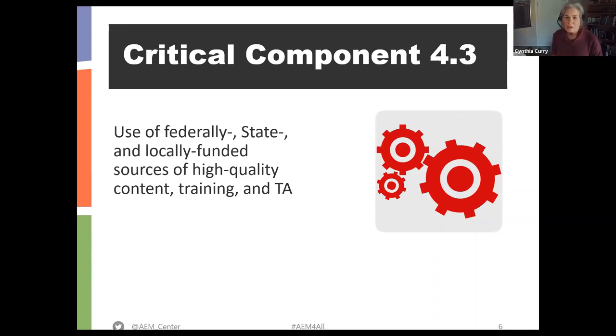4.3 is about those sources. If you are at a state or a district and you're not sure what are the resources available to use to deliver professional learning and training and technical assistance, Critical Component 4.3 has some suggestions on where to start, and we focused on no cost or low cost supports.